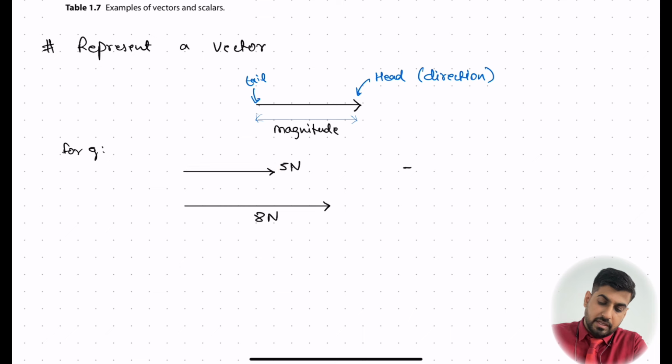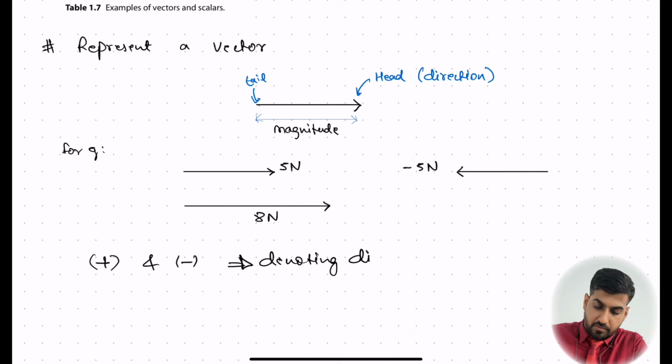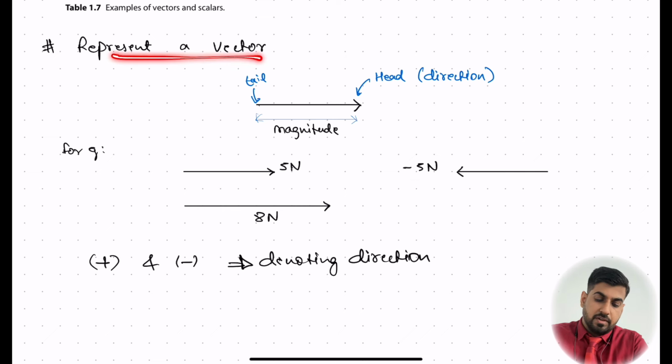Now if I want to show minus 5 Newton, I will just copy this and paste it, remove the arrow and put it in the opposite direction. So minus denotes that only the direction changes. Here positive and negative are denoting directions. This you have to remember. If one side you have taken positive, automatically the opposite side will be considered negative. So this is how we represent a vector.